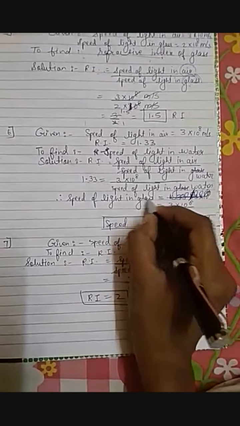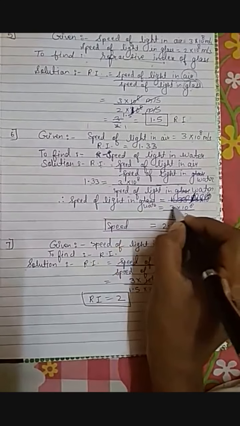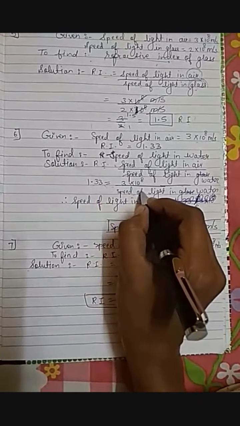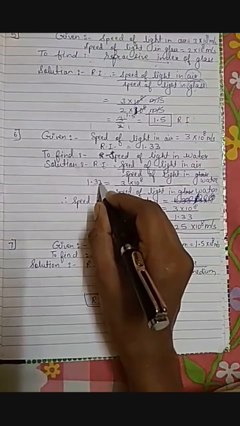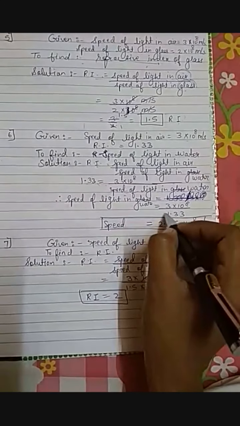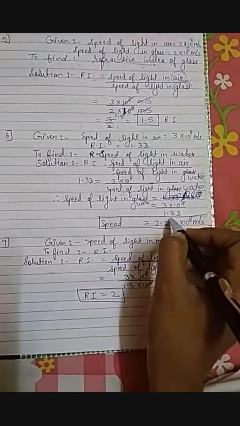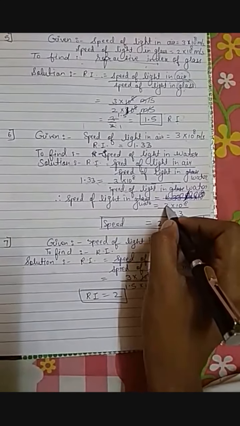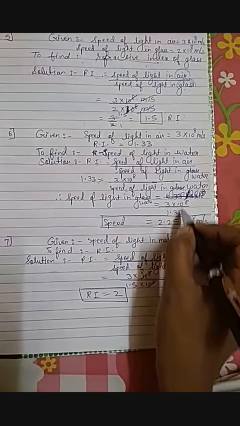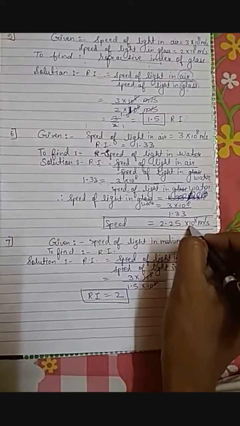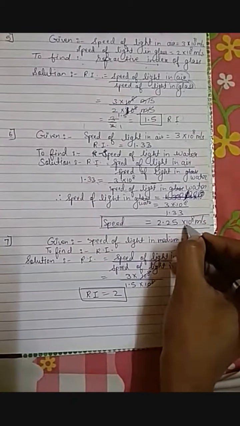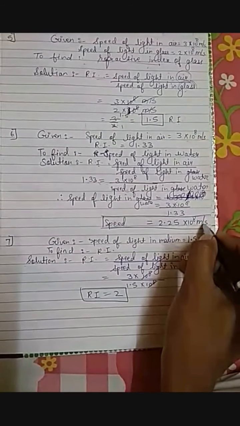So speed of light in water is equal to 3 into 10 raised to 8, ये ऐसे ही रहेगा. This will go this side and this will go in the denominator. This will go to the other side, numerator में. So speed of light in water is 3 into 10 raised to 8 divided by 1.33. So 3 को 1.33 से divide किया तो it comes out to be 2.25 into 10 raised to 8 as it is. Always speed is in the unit into 10 raised to 8 meter per second.